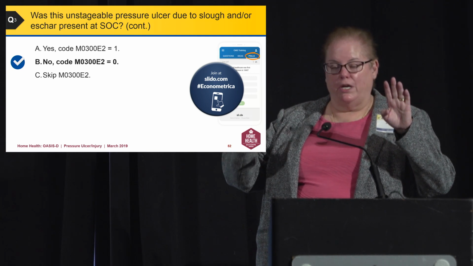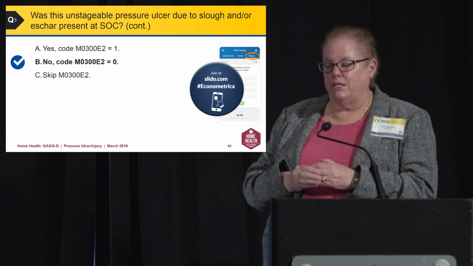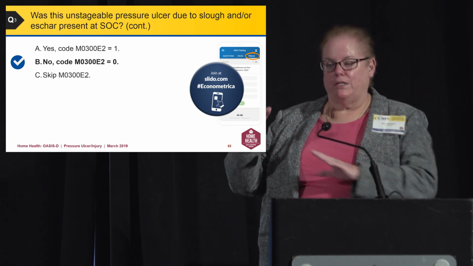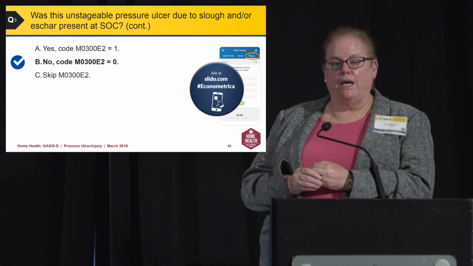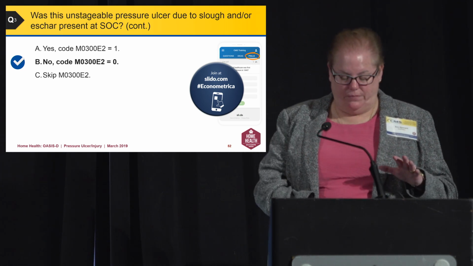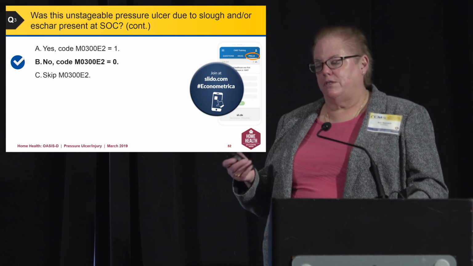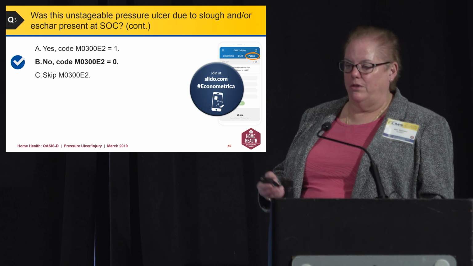So on discharge we're saying, hey, we have one with slough and eschar, right? And was the unstageable pressure ulcer due to slough or eschar, was that same ulcer present on admission? And we're saying no. And why? Because when we're looking at this new quality measure, the presence of slough or eschar in a previously staged ulcer is considered new or worsened.